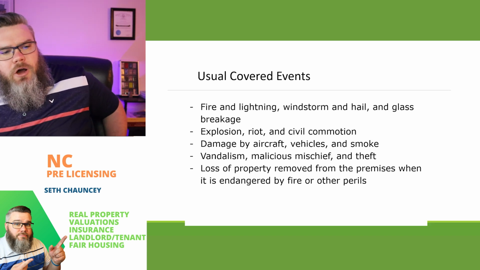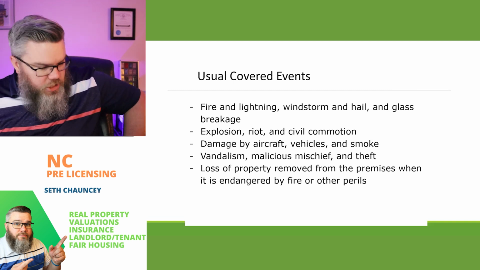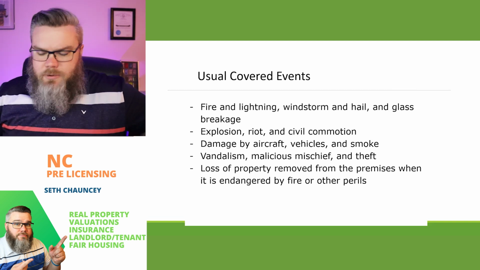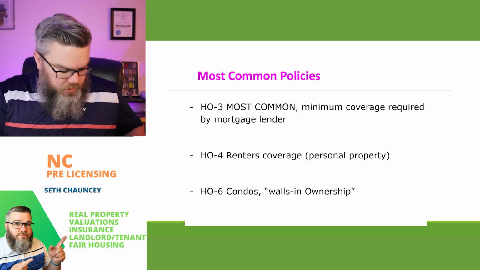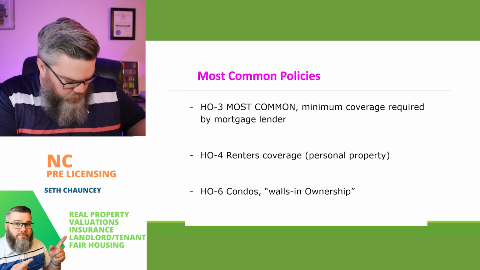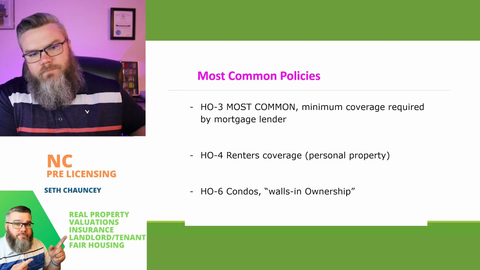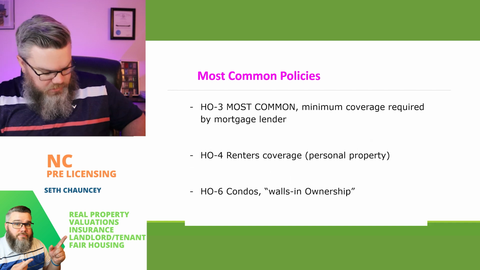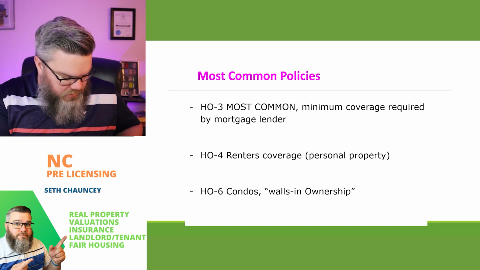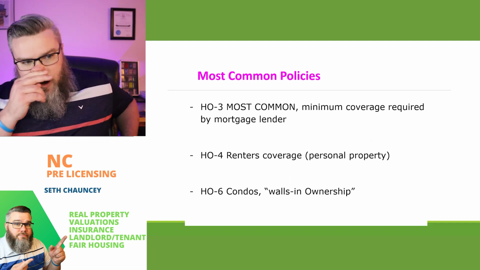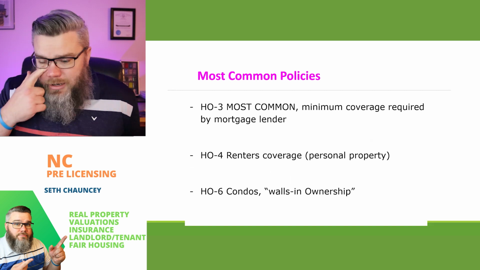The other things that you need to know are, of course, the differentiation between the three most common policies. The standard homeowners insurance policy, I told you, is an HO3. You need to know that. HO3 is typically the minimum coverage requirement that satisfies the needs of the lender. Now, I will remind you, we talked about this a little bit early on.